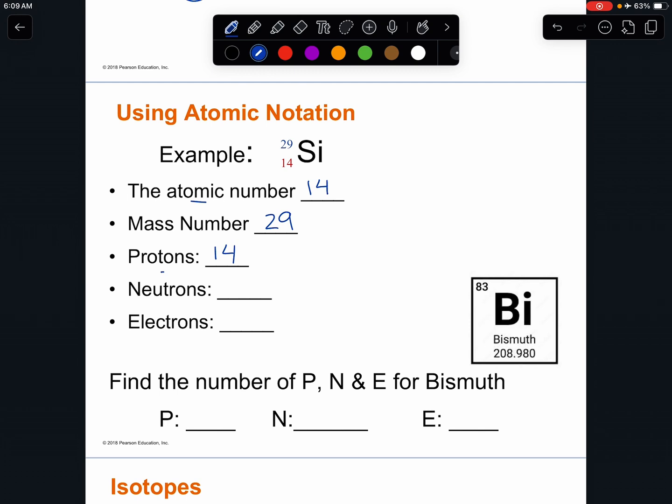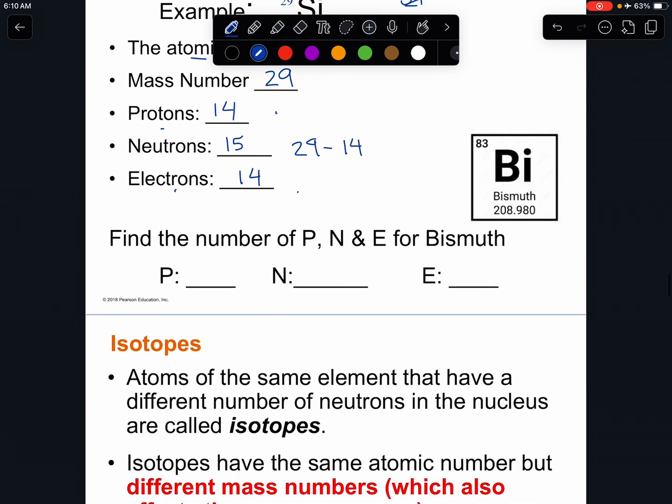Now, I've been telling you if it's neutral, protons and electrons are the same. This is neutral. Let me show you what not neutral would look like just so you're comfortable. It would have some sort of charge up in the corner. We do not see that, so we know that the protons and the electrons are the same. Now, to find the neutrons, we're going to subtract the mass minus the atomic number, or the number of protons. That's a pretty easy subtraction here, and we get 15.